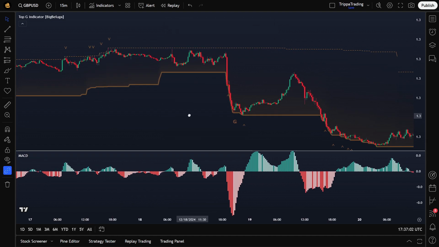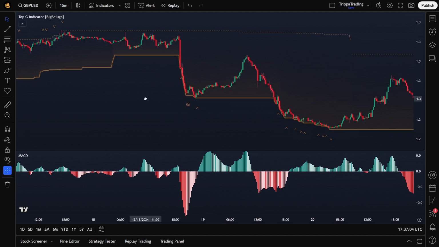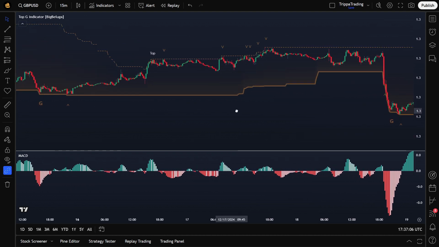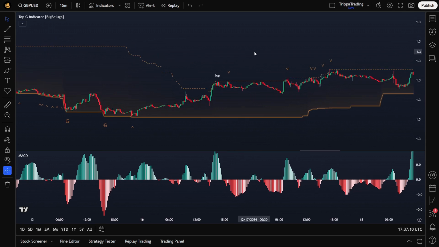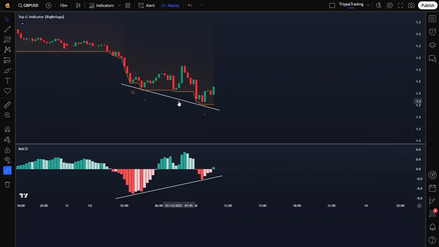The idea behind this strategy is simple. Use the TopG indicator to identify market tops and bottoms and combine it with MACD divergences for added confirmation. For a buy trade, the first step is to look for a bullish divergence on the MACD. A bullish divergence requires three things.